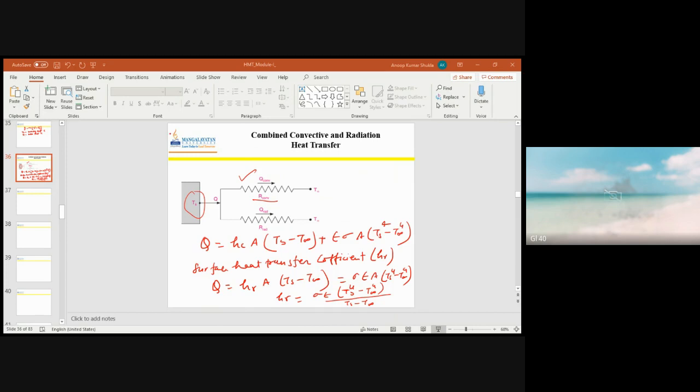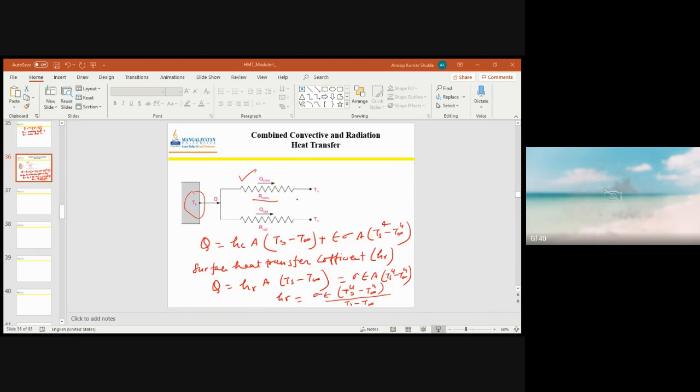If the surrounding temperature is much less than the surface temperature, we can linearize this relation for HR as sigma epsilon, Ts square minus T infinity square, into Ts plus T infinity, and this HR, if taken under this condition, becomes sigma epsilon Ts raised to power 3.